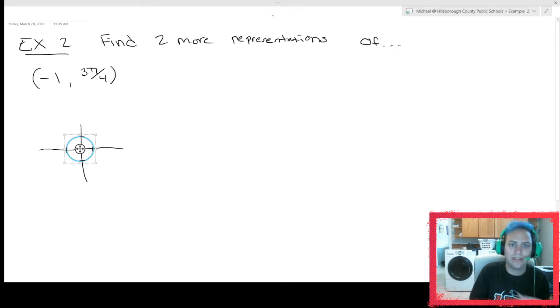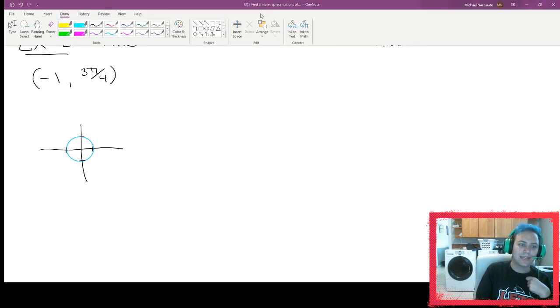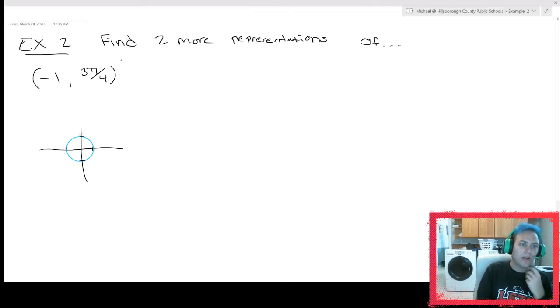Boom. Look at that. It's like I'm a professional. Okay, so I'm going to go to -1. So this time, instead of starting over here on the right side like we would normally start on a graph, we're going to start over here on the left side.